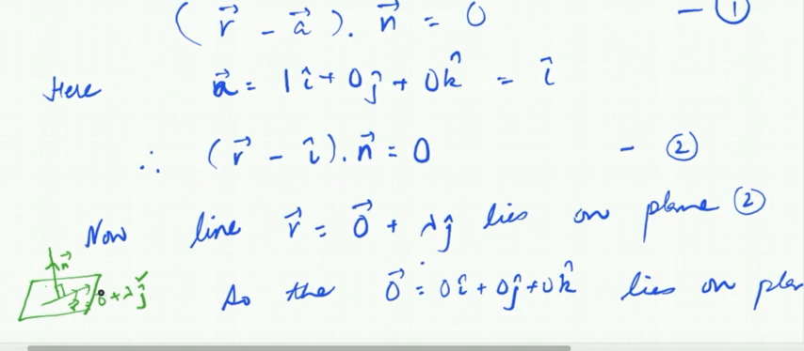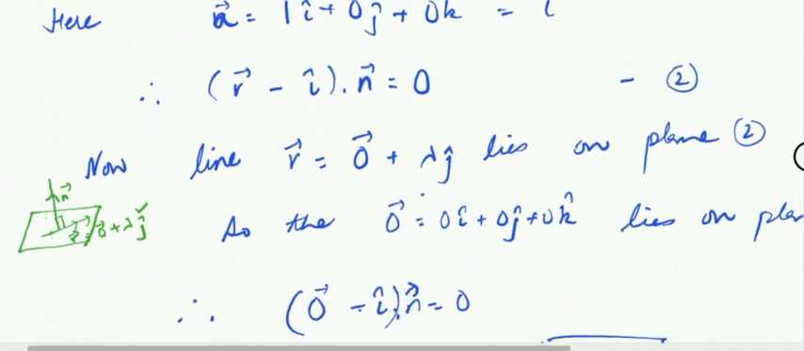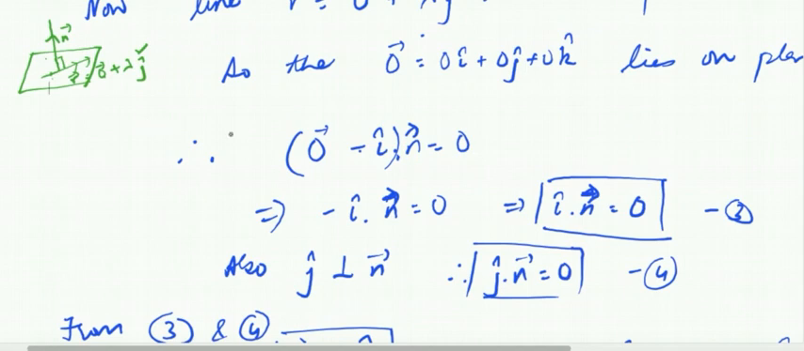Also this passing point 0 lies somewhere here. So it is on the plane. The 0 vector lies on the plane. So I will put this 0 value in place of r. So I will get now two equations. अब मुझे दो इक्वेशन मिल गई, एक 0 वेक्टर पुट करने पर और एक j dot n vector का dot product 0. So I get two things.